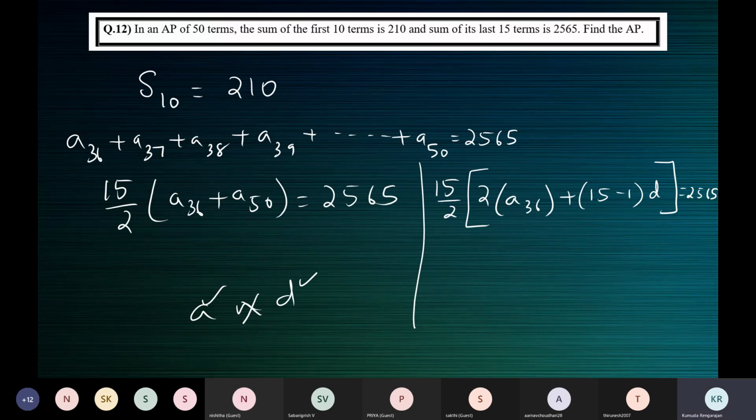All right, children, the answer to this question we'll discuss in the next class. So this is how you'll have to proceed with the steps. Please take this down in your book.